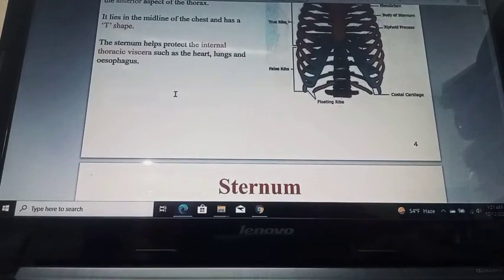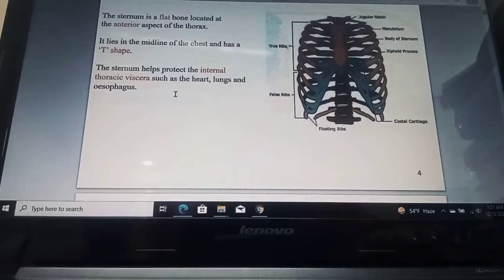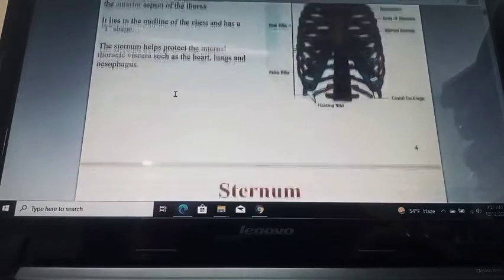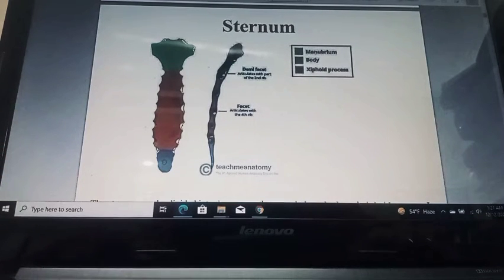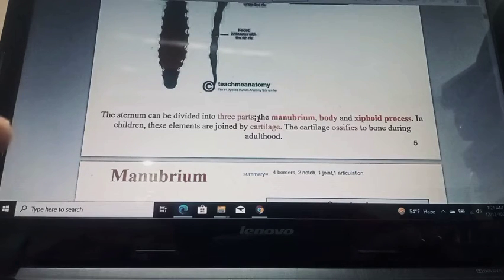So what is the function of the sternum? The sternum functions as a protector of the heart, lungs and esophagus. So it was a general description. Now we will go into details. Here you can see this part is the manubrium, this part is the body of the sternum, and this is the xiphoid process. Here you can see them with different colors so you can recognize them easily.